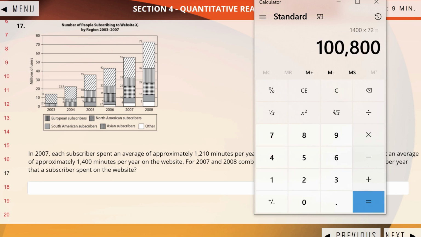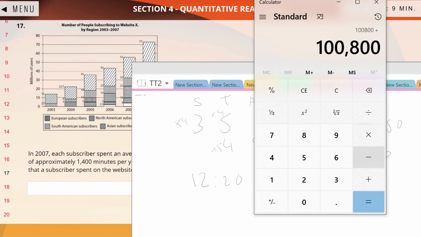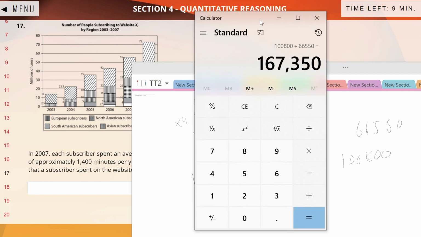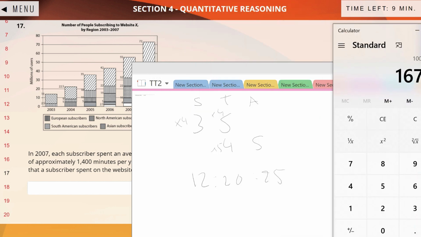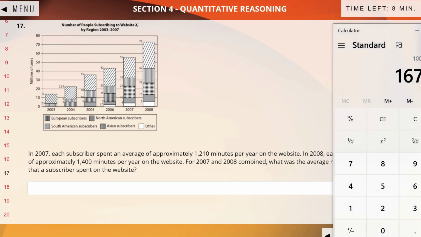So the total minutes was 100,800. And if we add those two up, we would get the total minutes across those 2 years, which is very helpful to finding the average. And that's the total, and then we've got to divide by the total number of subscribers. Now divide by the total number of subscribers, which is 72 plus 55. What is that, 127? We don't need a calculator here. Divide by 127. 1,317.7.